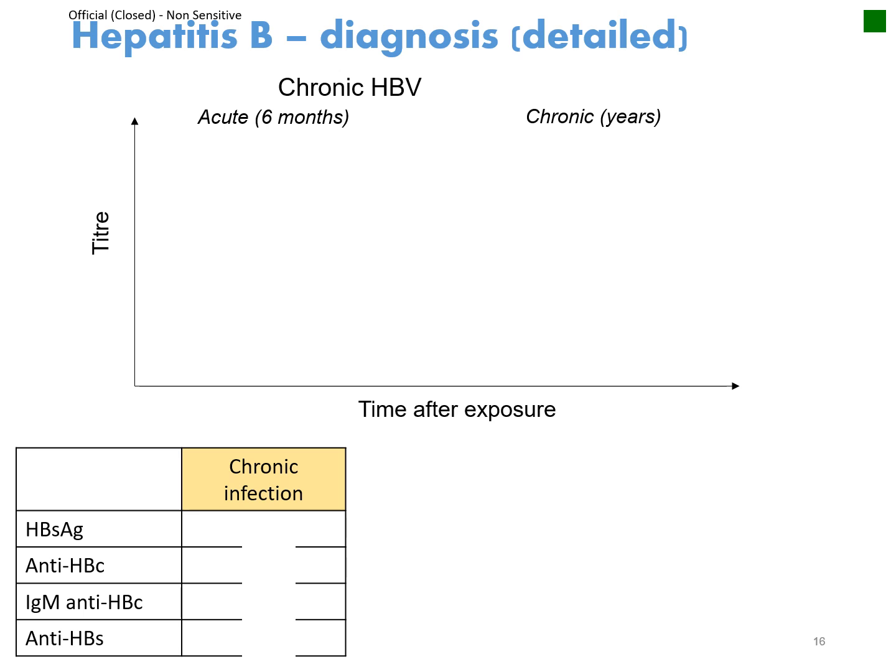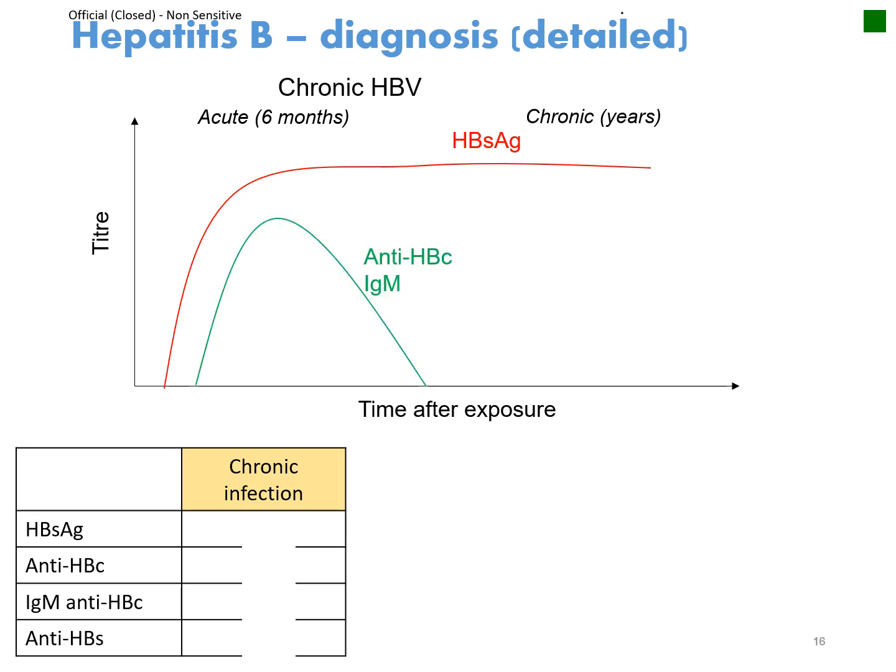Now let's look at the situation of chronic hepatitis B virus infection. When a person is infected, HBsAg levels rise. Since this is a chronic HBV infection, the person continues to be infected and the HBsAg levels remain high. As mentioned earlier, IgM is the first type of antibody to appear in response to the infection, so IgM antibodies against the core antigen are produced.